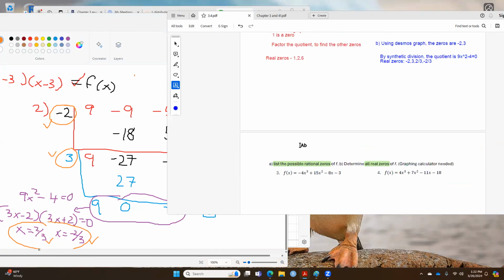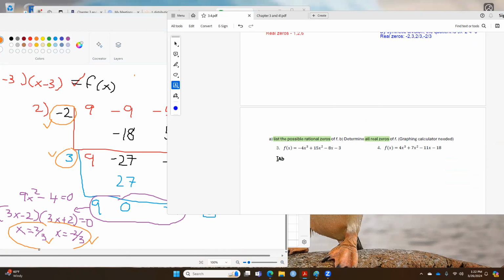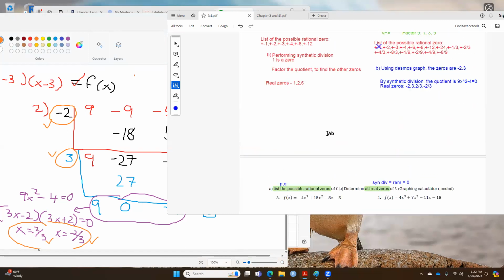Question 3 and 4, similar. Okay. So again, we will find the list of possible rational zeros, which means P over Qs, and determine all real zeros. You have to use synthetic division, and make sure that your remainder is equal to 0. Okay, so that is what we do for this case, similar to what we just did here.